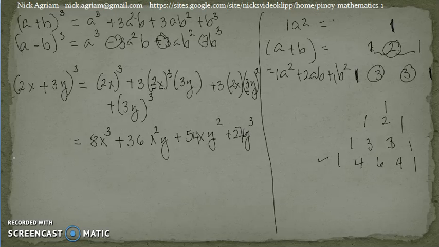Okay, next we have (4c minus d) raised to the power of 3. We'll follow this. We have the first term, 4c raised to the power of 3, minus 3 times the first term, 4c squared, multiplied by the last term, d.